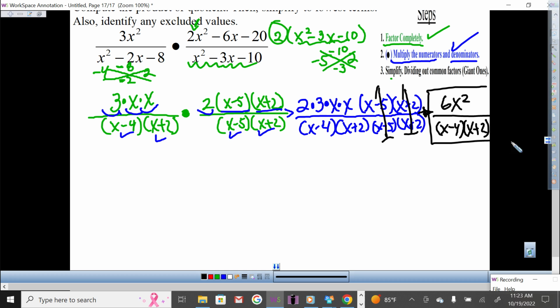You're like, that's it? That's it? I told you guys that I thought it was simpler than addition and subtraction, right? From 1 to 5, how simple are you up to right there? 5, fours, yeah. However, they want us to find the excluded values. Now look what I'm going to write. Check this out. Excluded values, pay attention to this. X minus 4 equal to 0. X plus 2 equal to 0. X minus 5 equal to 0.